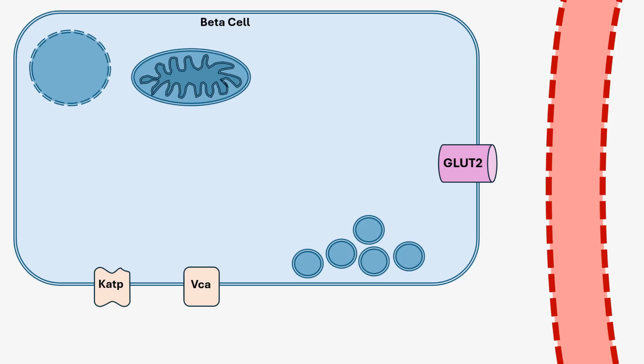We present the mechanism of insulin secretion. Imagine you've just eaten a large meal. You've broken down your carbohydrates, and now your blood sugar, that is, your blood glucose levels, go up.